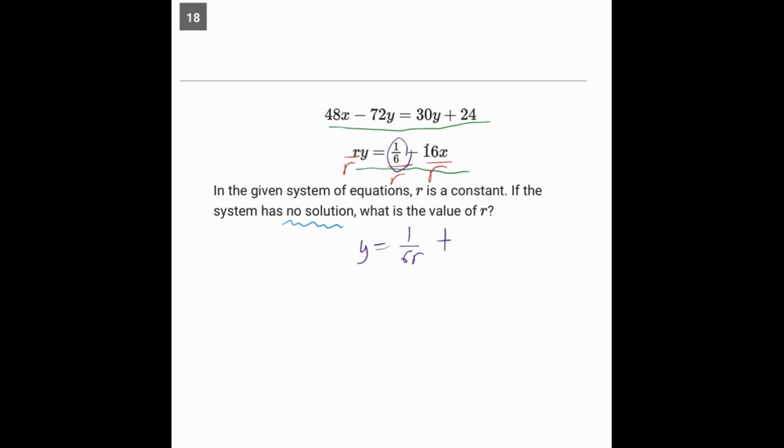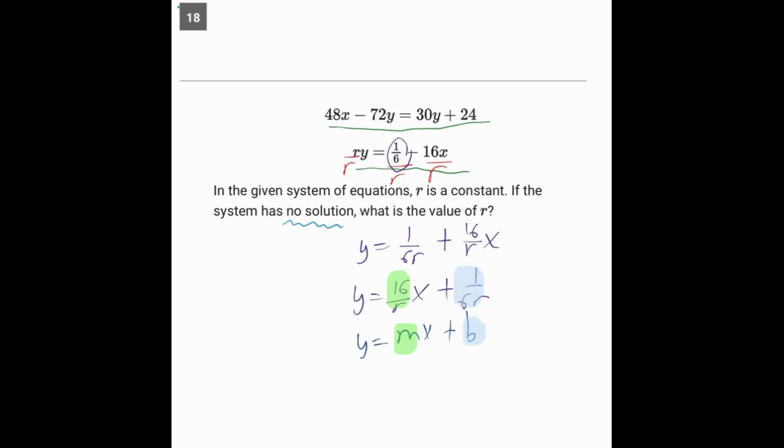But for the next part, we have 16x over r, and I'm going to write that as 16 over r times x, because you want the x separate, and of course it's equivalent. And you want to also reorder it, because now we have it in mx plus b form. And we can see that this is the slope, and this is the y-intercept.